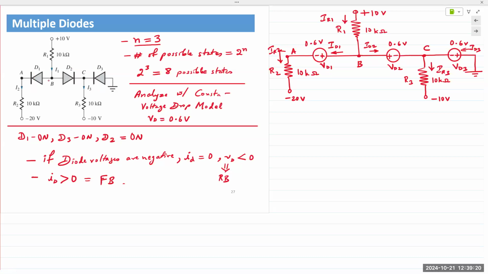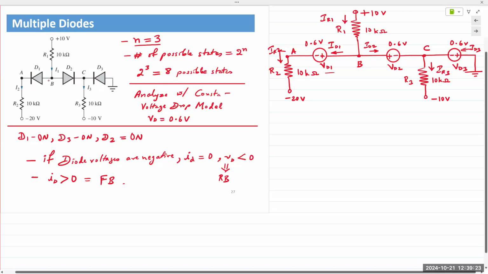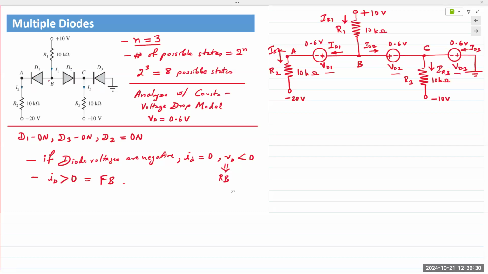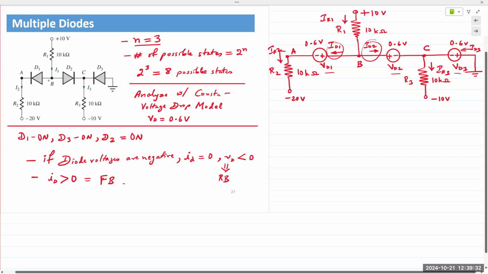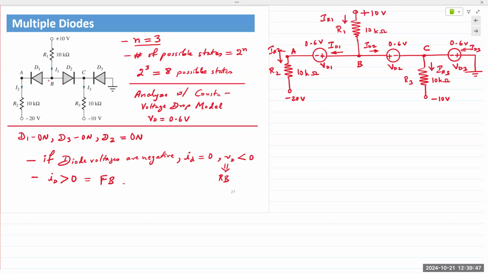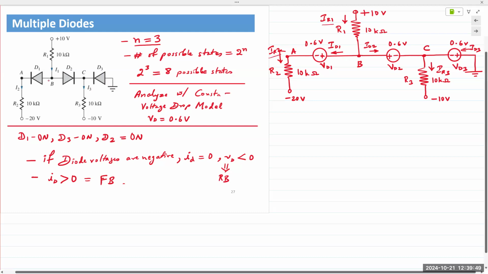The voltages are labeled as VD1, VD2, and VD3. And the respective currents are flowing from the anode to the cathode: ID1, ID2, and ID3. Reference for the diode voltage and the diode current always goes from anode to cathode. Also, I have labeled the three resistor currents as IR1, IR2, and IR3.